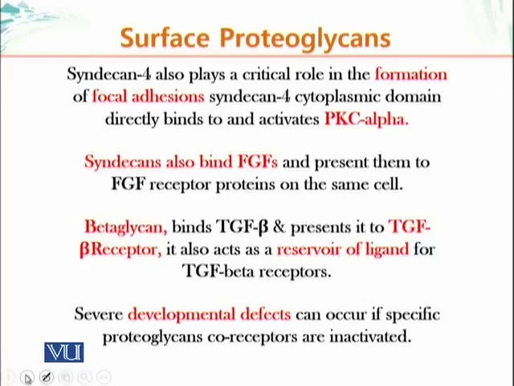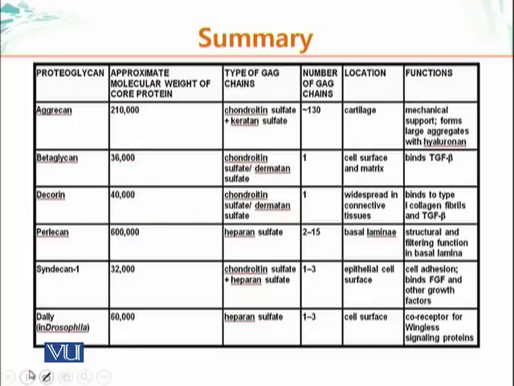Severe developmental defects can occur if a specific proteoglycan co-receptor is inactivated. We have talked about a lot of molecules. Let's look at them in the form of a grid so we get a good idea of what we have talked about so far.